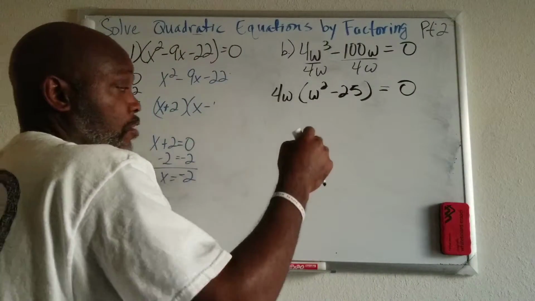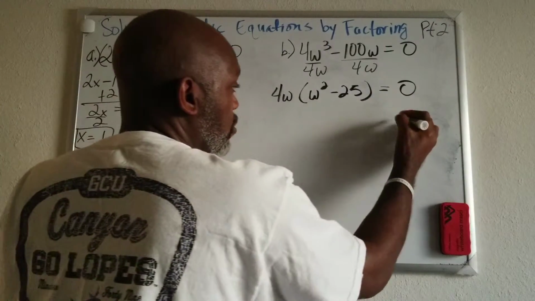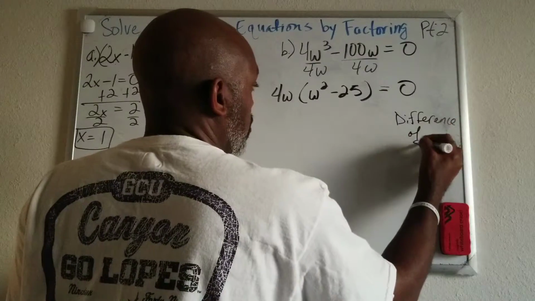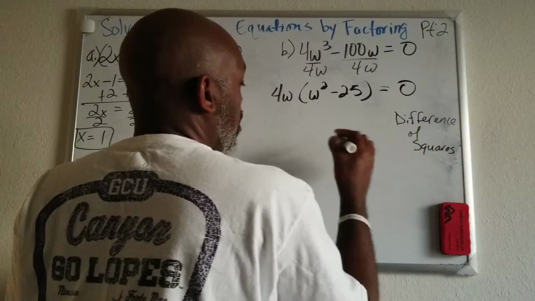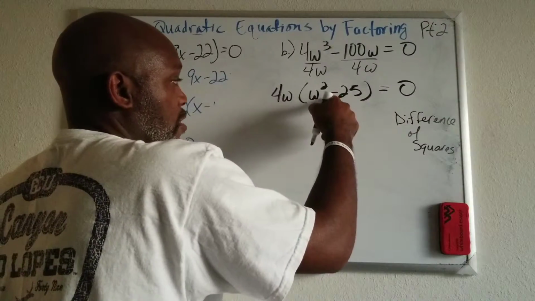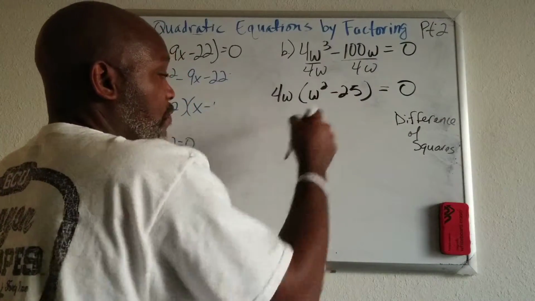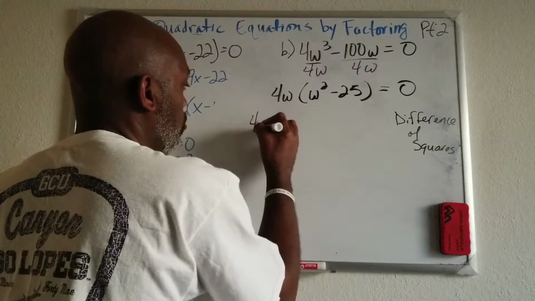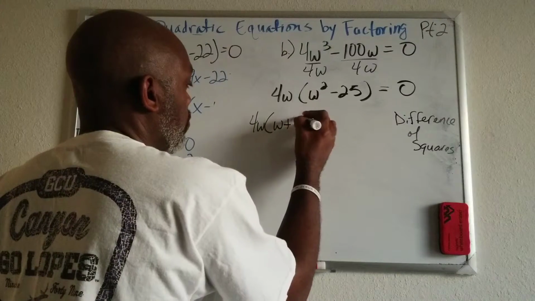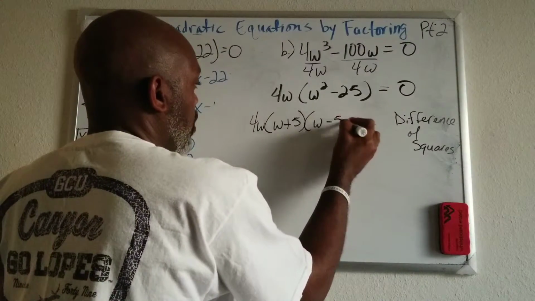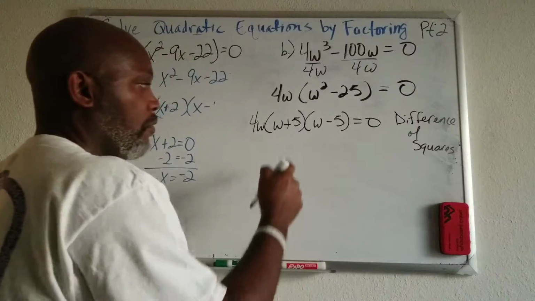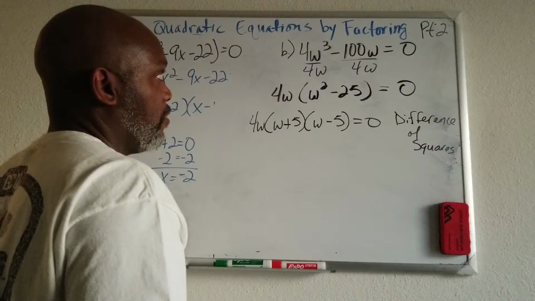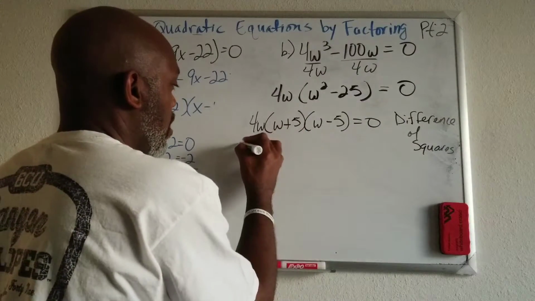Remember, you may have to watch a different video, but this is called difference of squares. How do I know that? Because this is a square, this is subtraction. Subtraction means difference. 25 is also a perfect square. So we're going to have to rewrite it. 4w times w plus 5 times w minus 5 equals 0. If you don't understand how I got that, make sure you go watch the video talking about difference of squares.